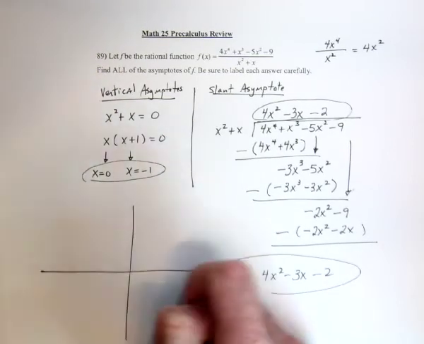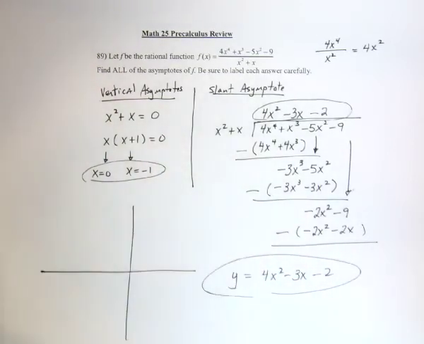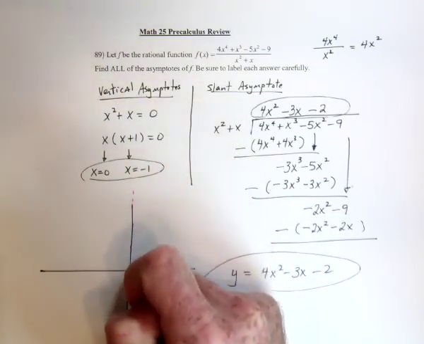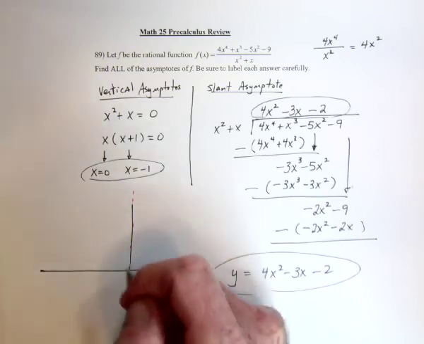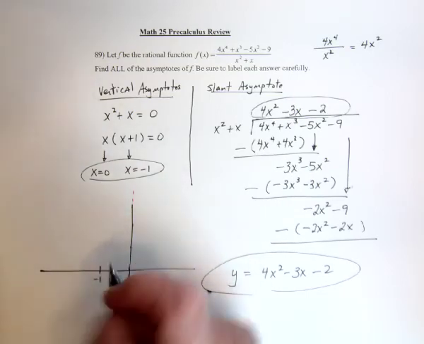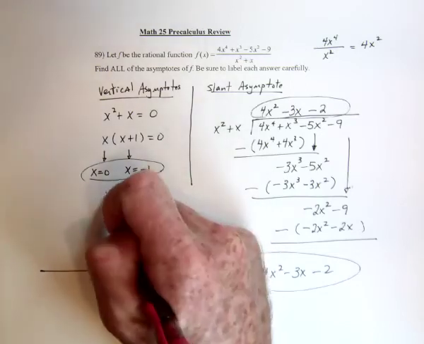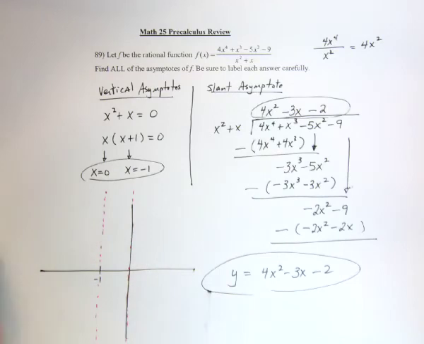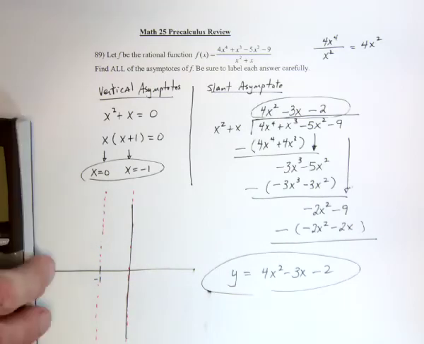So then a quick sketch of the graph. So we should have an asymptote at x equals 0, that is the y-axis. So I put a dotted line there. And at x equals -1. And then we just graph it and see what it looks like.